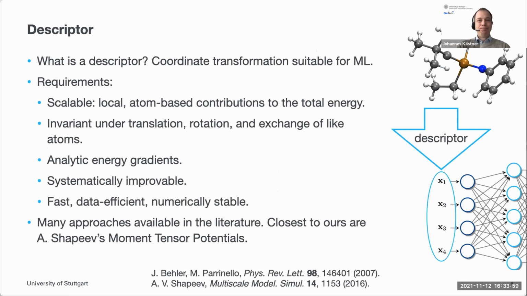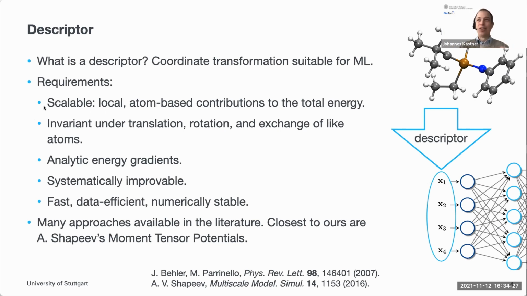Right. This is essentially the slide I could skip already. What is a descriptor? It is a coordinate transformation from Cartesian coordinates into something that a machine learning model can understand. I mean, Michele has given a very nice overview about that. I will say a few words again from my perspective, but it's essentially very similar to what Michele has pointed out already. So the requirements for such a descriptor are that it should be local or atom-based.